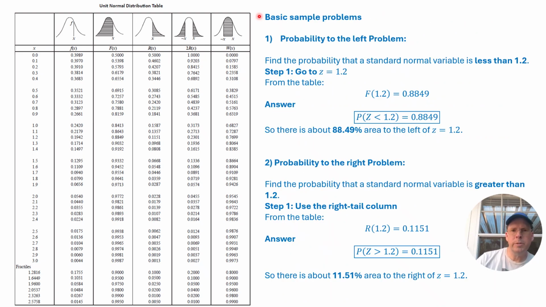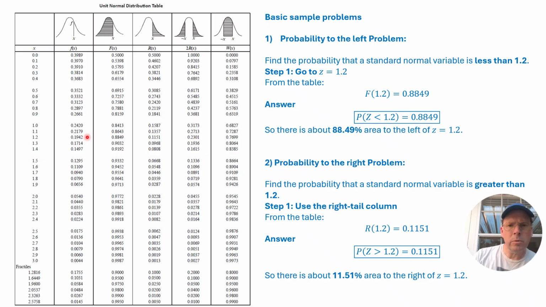Let's do a basic sample problem. A probability to the left problem. Find the probability that a standard normal variable is less than 1.2. So go to z equal to 1.2 right here, and we're looking for the probability to the left.